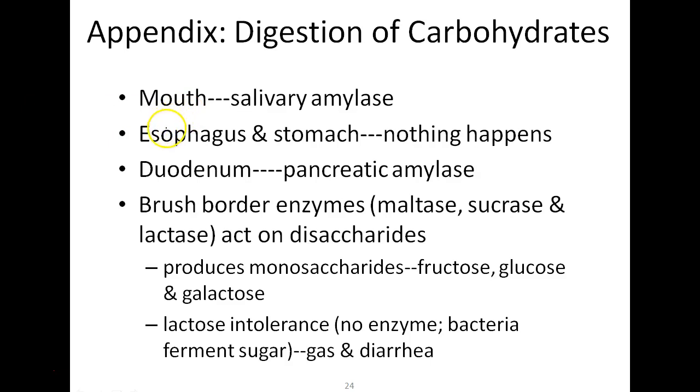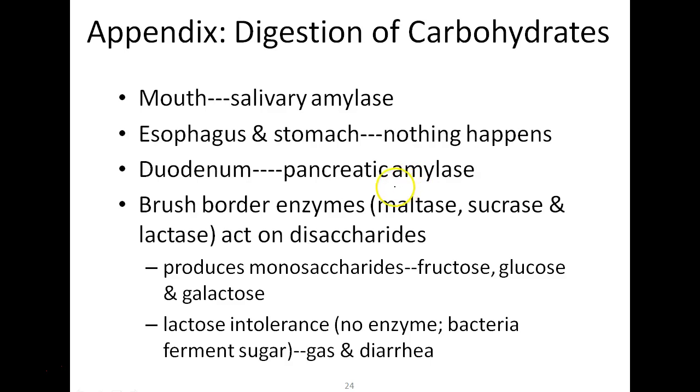Then you might remember the food moves through the esophagus and the stomach. I should say bolus, I suppose. Nothing happens at this point to the carbohydrates. Then in the duodenum, we are receiving juices from the pancreas. Pancreatic amylase is an enzyme that's going to help break down carbohydrates.